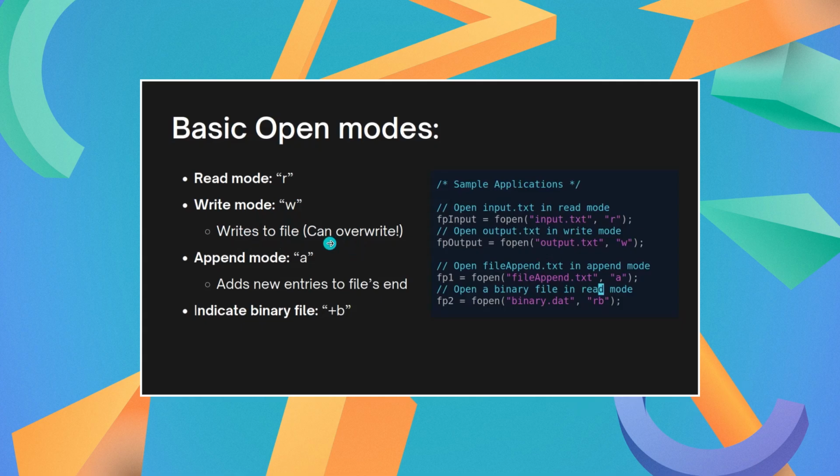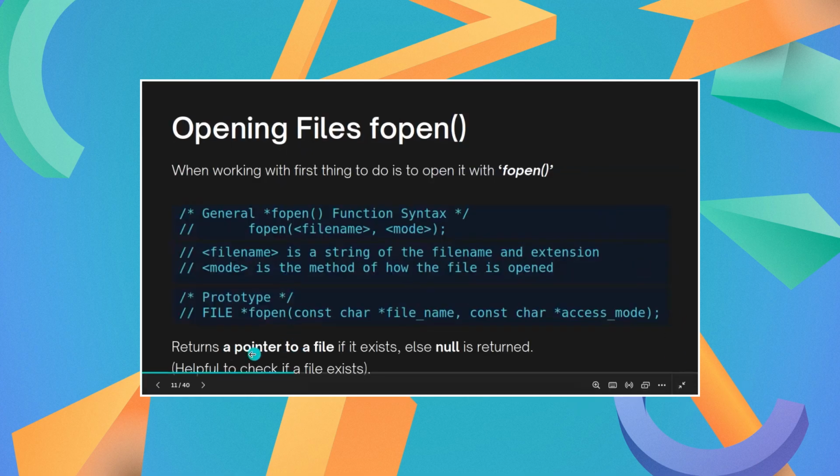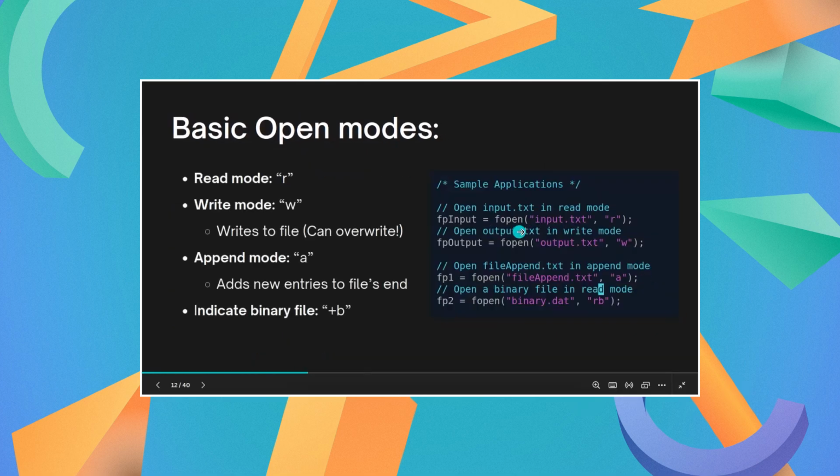That's why in the case that you simply want to add on to the data that is already found inside your file, you can simply use append mode, which adds new entries to the end of the file by starting at its endpoint. So here are some sample applications of using fopen. Now, in our previous slide, we've already declared our file pointers, and now we're returning, as previously mentioned, a pointer to a file using fopen.